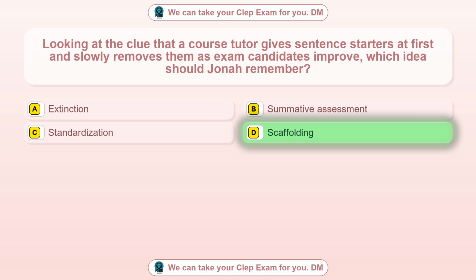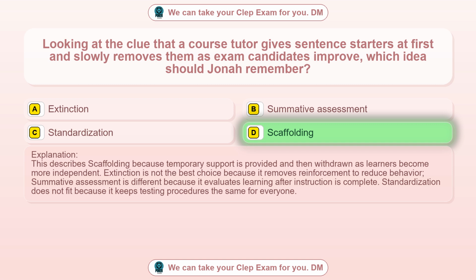Scaffolding. This describes scaffolding because temporary support is provided and then withdrawn as learners become more independent. Extinction is not the best choice because it removes reinforcement to reduce behavior. Summative assessment is different because it evaluates learning after instruction is complete. Standardization does not fit because it keeps testing procedures the same for everyone.